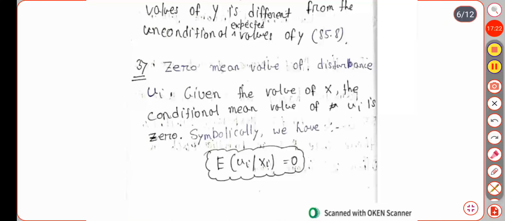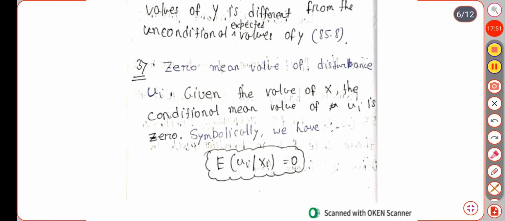The third important assumption relates to the error term, which we discussed in the previous class. The error term takes in all the factors which can affect the dependent variable. We can take an example in today's class also, that suppose demand depends upon price.